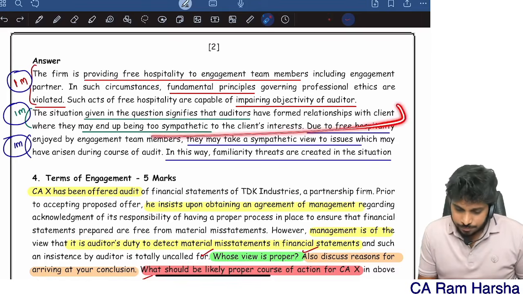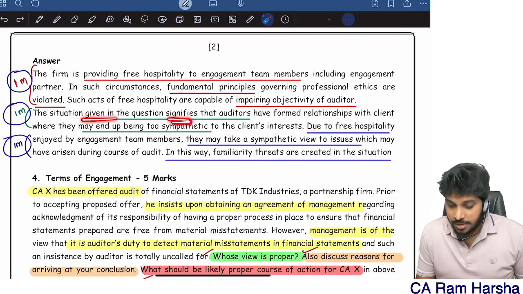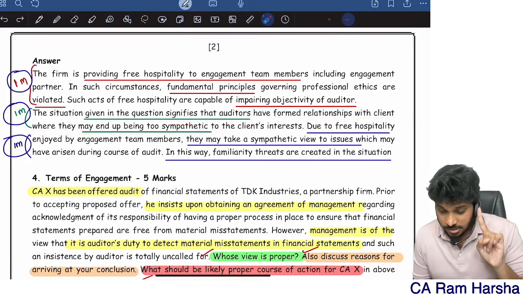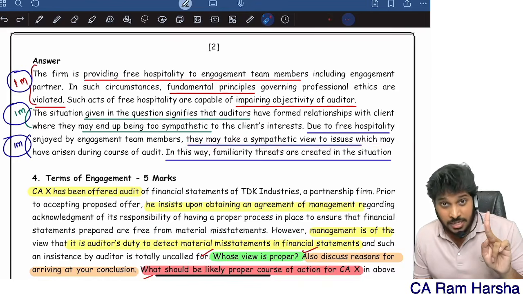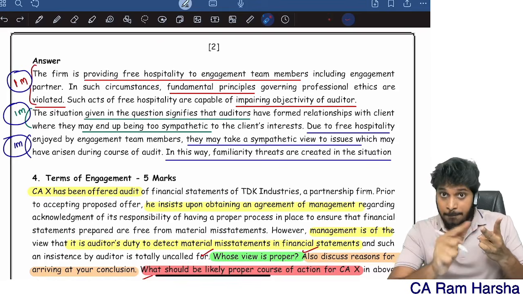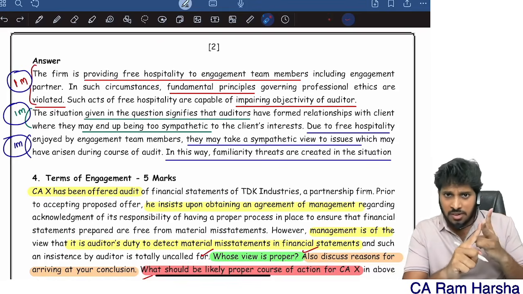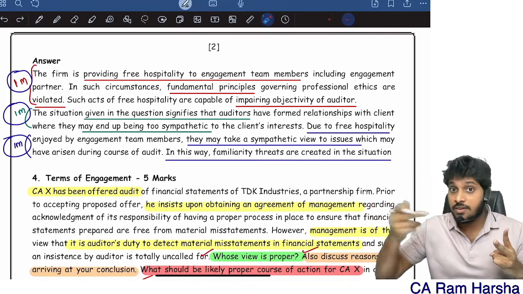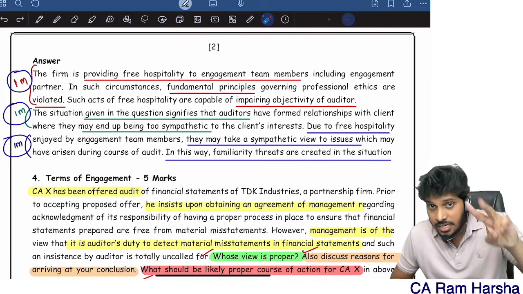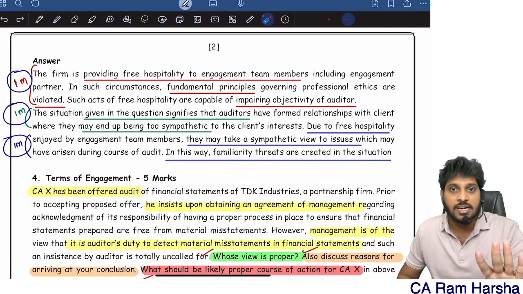Okay, so you see, the given situation signifies that the auditor has formed a relationship with the client. For that, 1, analysis. 2, they may be sympathetic to the issues. See, like why it is created, what is its impact. Because of the sympathy, what will happen in the audit? If some severe issue is there, we may not point it out because he's doing me so many favors. The impact we are writing, for that 1 mark. Therefore, familiarity threat is created.